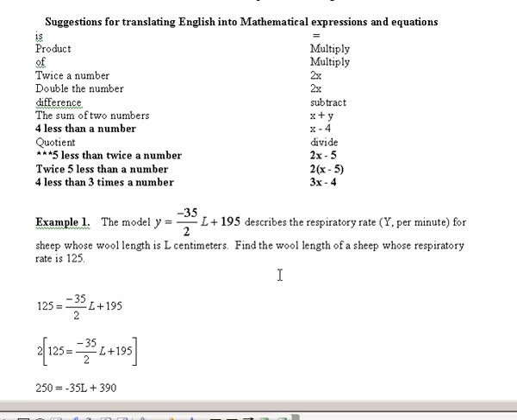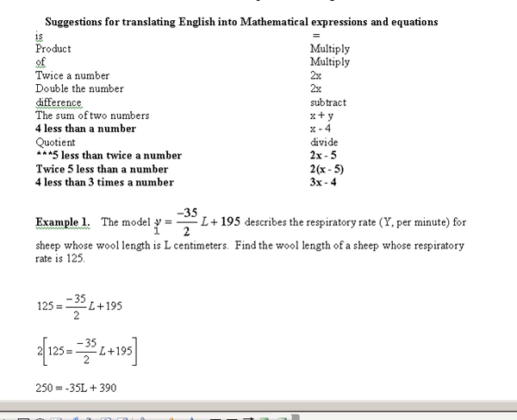Let's go ahead and do some problems. Now these are just basic. Start off with giving you the equations and you just need to solve them. It says the model y equals negative 35 halves L plus 195 describes the respiratory rate y in units of breaths per minute for sheep whose wool length is L centimeters long. Find the wool length of a sheep whose respiratory rate is 125.